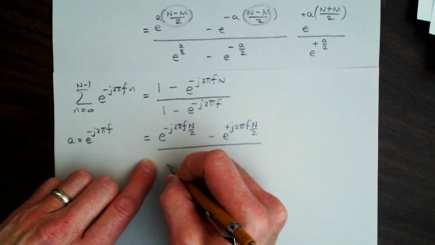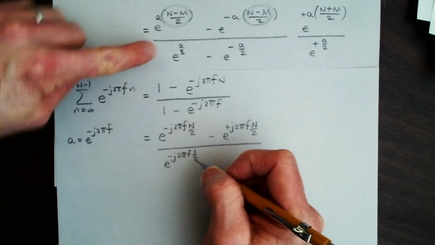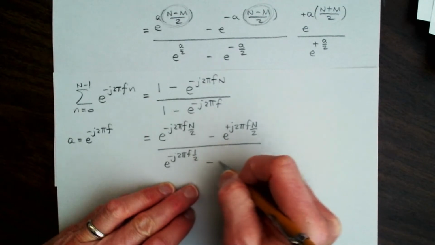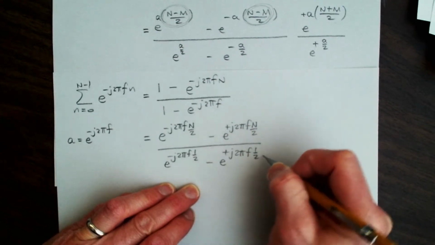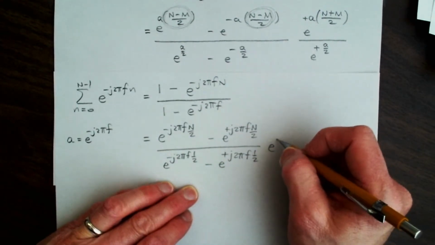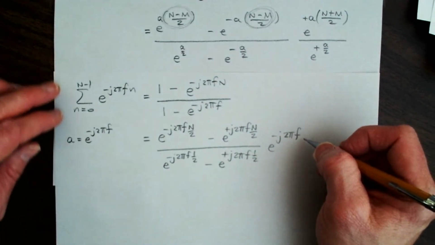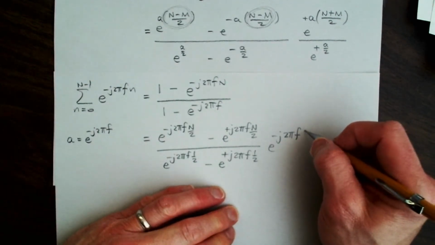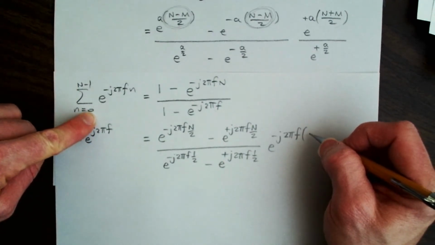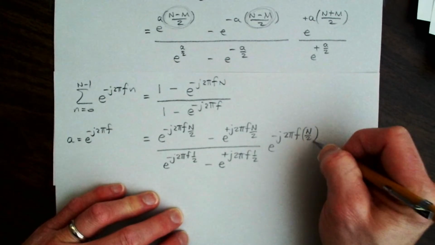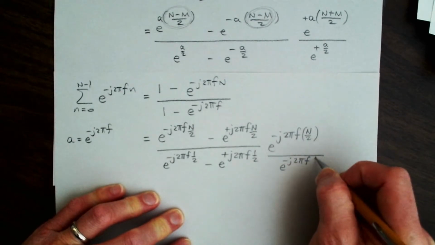and then I'll have e to the a, e to the minus j 2 pi f and 1/2, that's this exponent, e to the minus j, or plus j 2 pi f and 1/2. This whole thing times an exponential, e to the minus j 2 pi f. Then we're going to take the average of the limits. So I'll take n minus 1 plus 1, that's n, plus 0, n over 2. And then here I have e to the minus j 2 pi f 1/2.